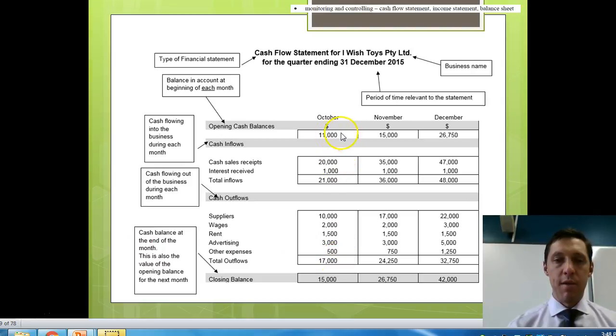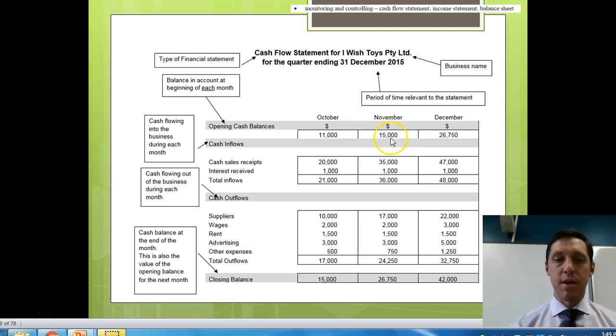So they started with 11, 21,000 came in over the course of this month in terms of inflows, then they paid out $17,000 in outflows. Therefore, their ending cash balance at the end of that month was $15,000. So their opening balance plus the inflows, which equals 32,000, 11 plus 21,000, less the 17,000, gives them a closing cash balance of 15,000. That closing cash balance, you'll notice, for October becomes the opening cash balance for November. And we go through the same process.